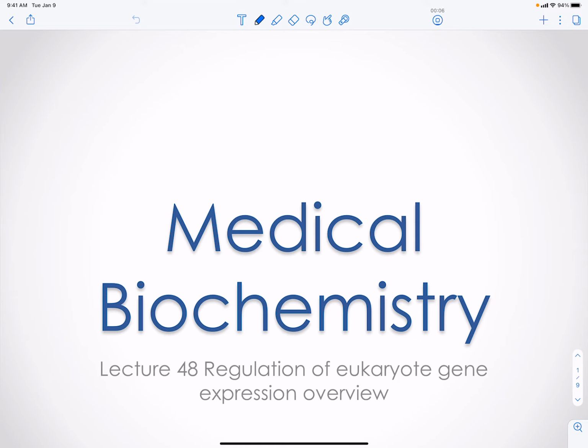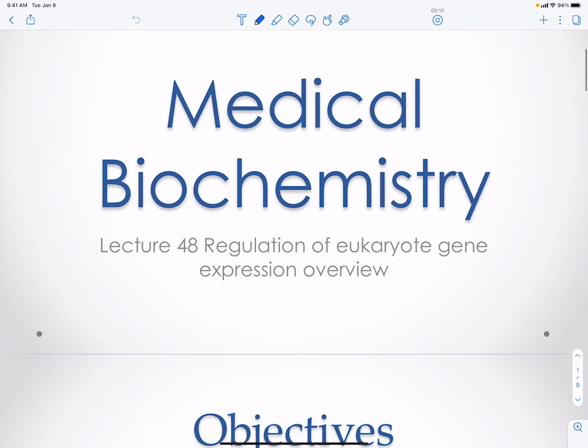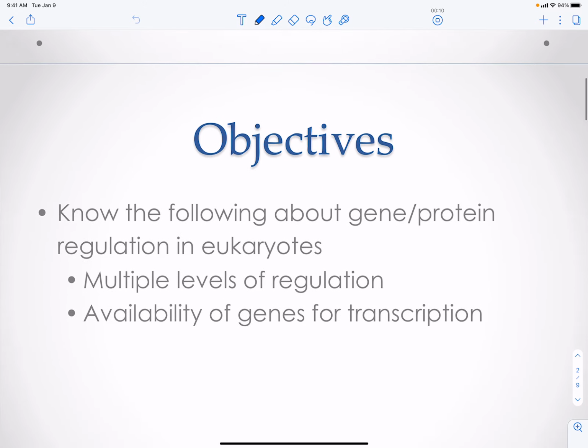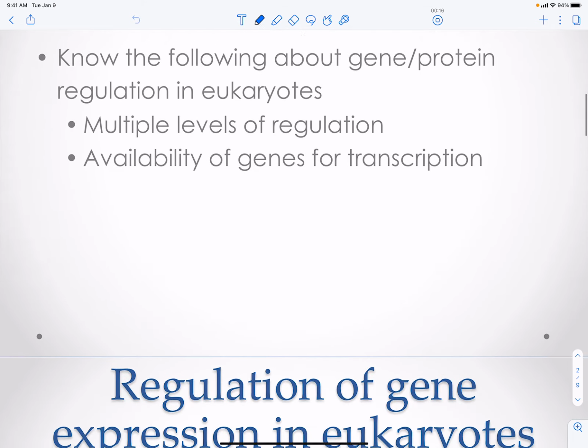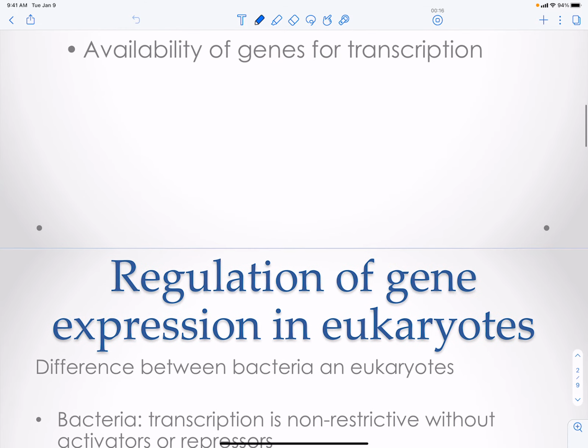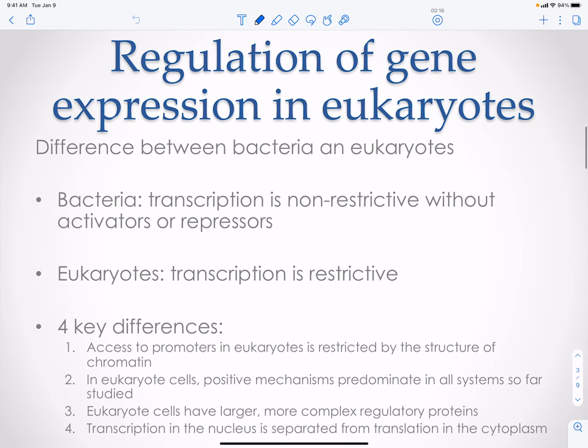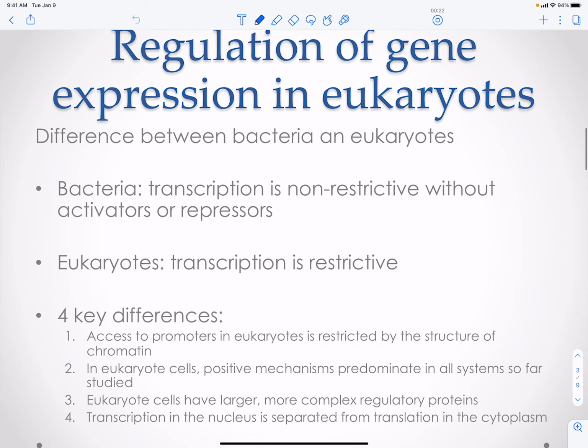Okay, so now let's talk about regulation of genes in eukaryotes. And so we're just going to talk about the different levels of regulation and the availability of genes for transcription. So in eukaryotes, these are going to be different than prokaryotes.